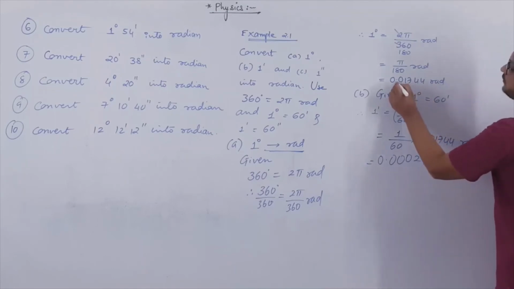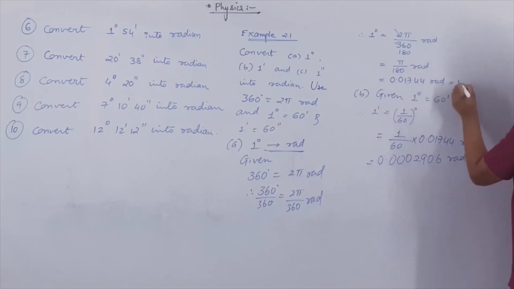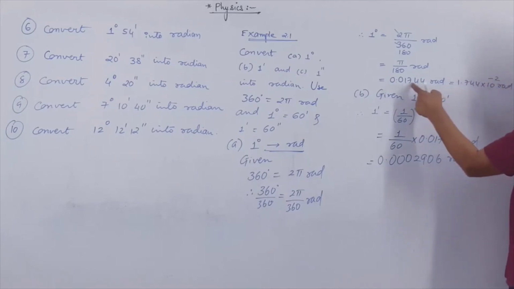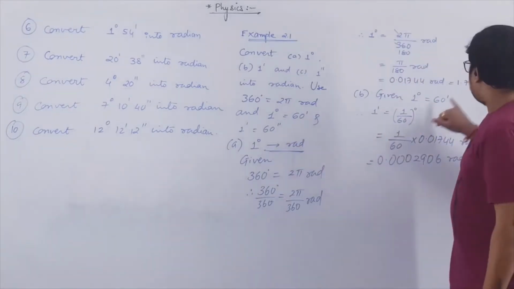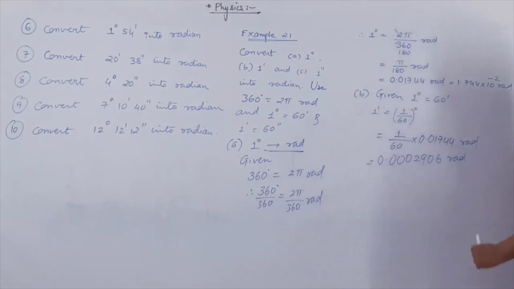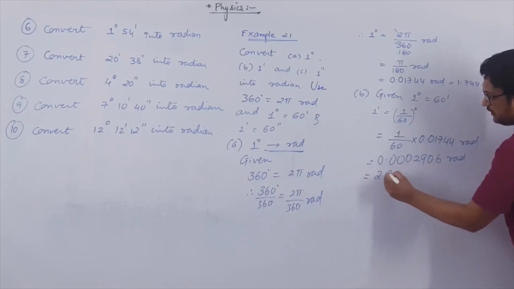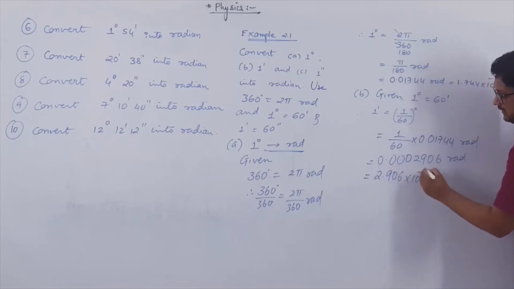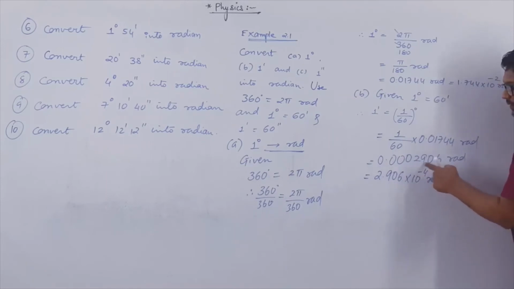Now if you want to convert this into power, if you move 2 points over here, 1, 2, you can write this as 1.744 into 10 to the power minus 2 radian. We have shifted 2 points on the right hand side. Remember, if you shift points on the right hand side, you have to take the power negative. In the same way, here we are going to shift 1, 2, 3, 4 points. So you can write this as 2.906 into 10 to the power minus 4 radian. The power will become negative.